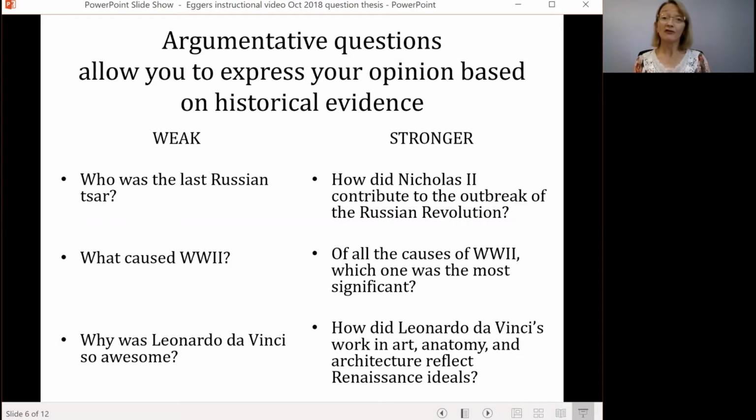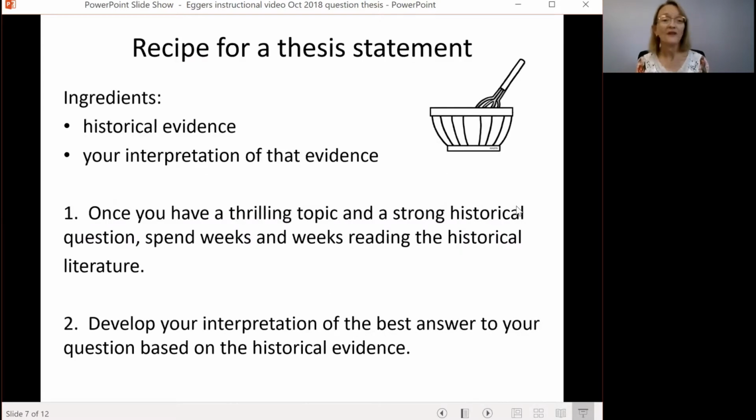The two key ingredients, if you'll notice, are your opinion and the historical evidence. That's the recipe for your thesis statement. Take the historical evidence. You're going to spend lots of time reading and doing your research, and as you do that, you will begin to develop your interpretation based on that historical evidence.